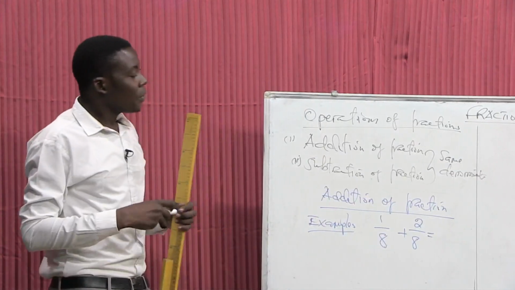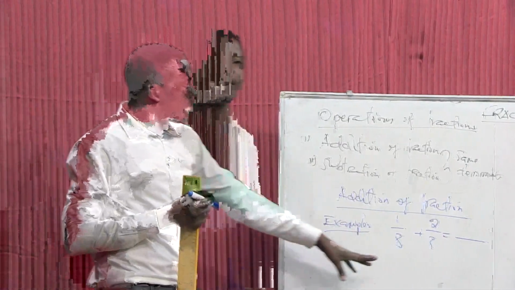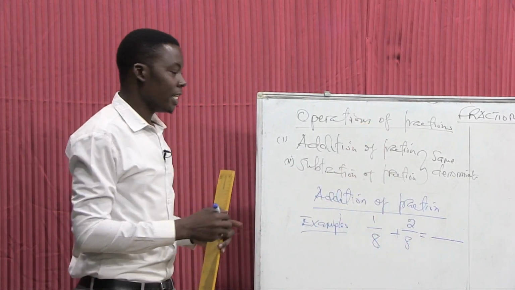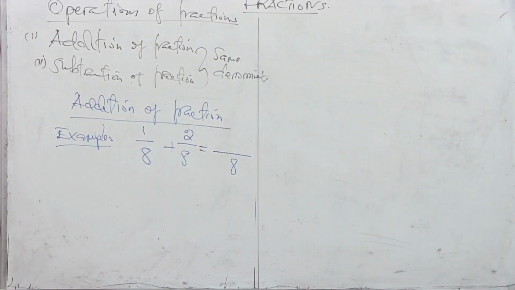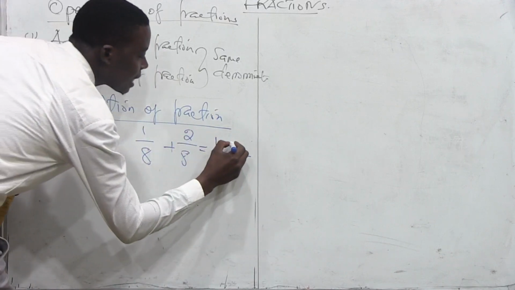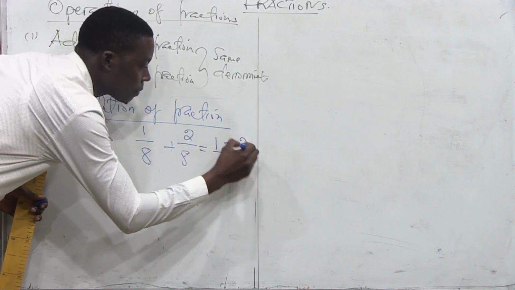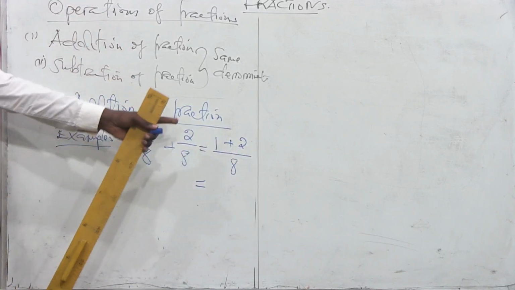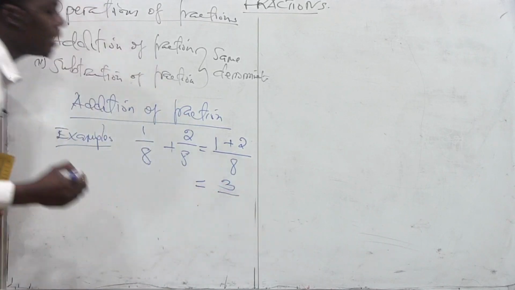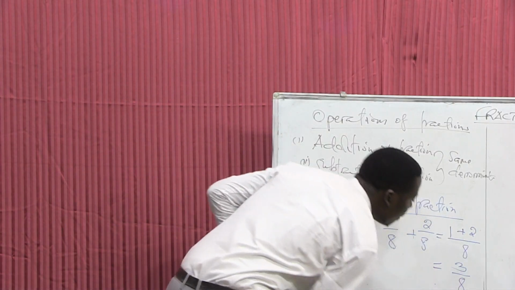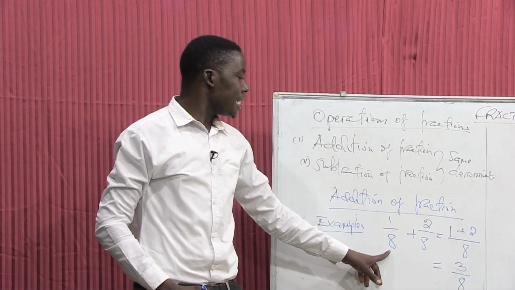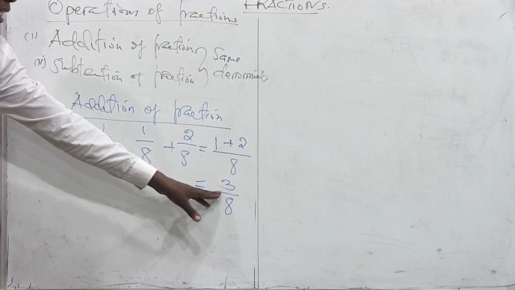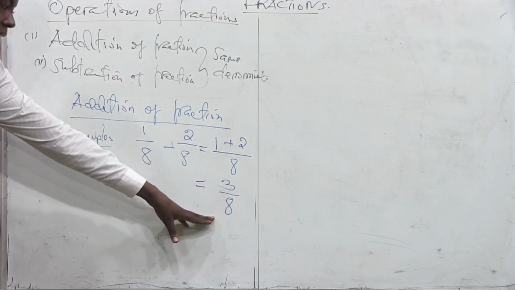Do we add the denominators? No. Take one denominator, put a line, because this is 8 and this is 8, so write 8 down below your line. Then add the numerators. Our first numerator is 1 plus our second numerator is 2. So 1 plus 2 is 3. You put the line, and down below you write 8. So 1/8 plus 2/8, the answer is 3/8.